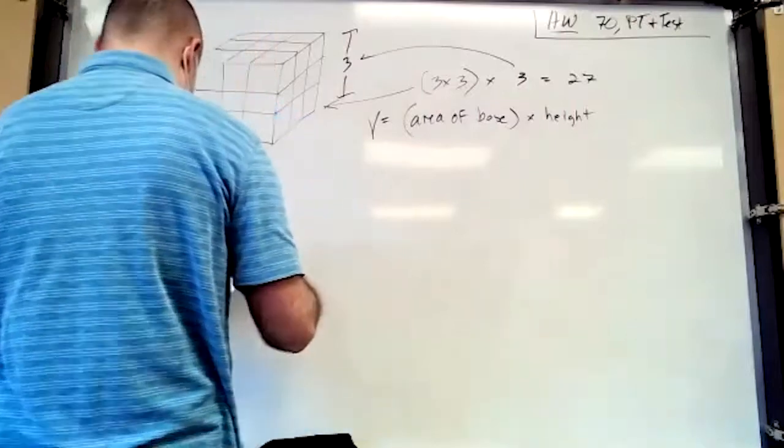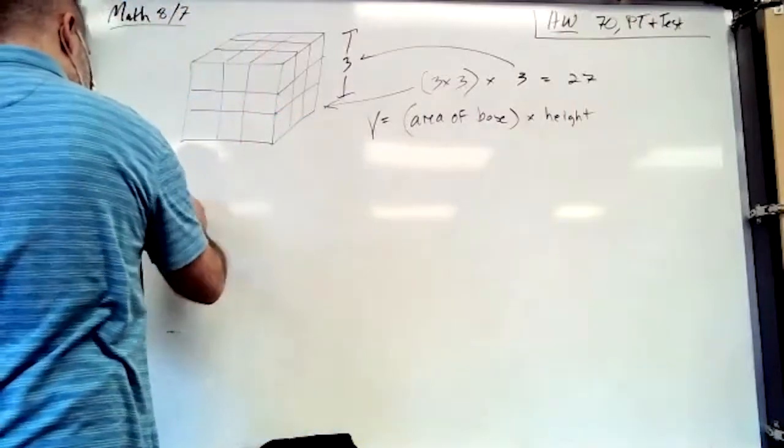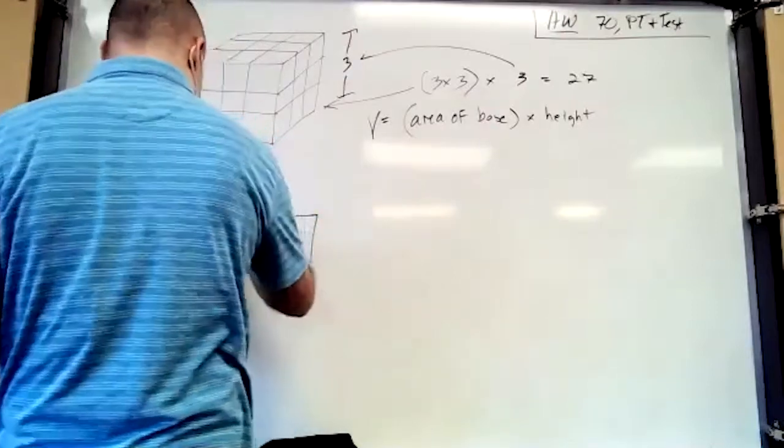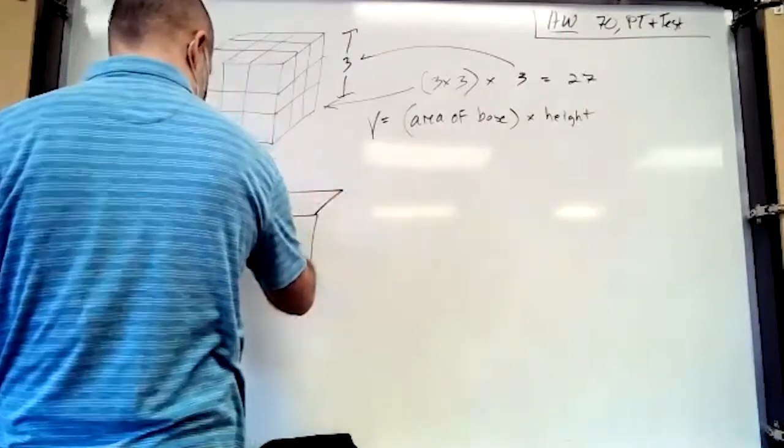Okay? So let's see if we can find the volume of this rectangular prism. So this is like a little box here, okay?